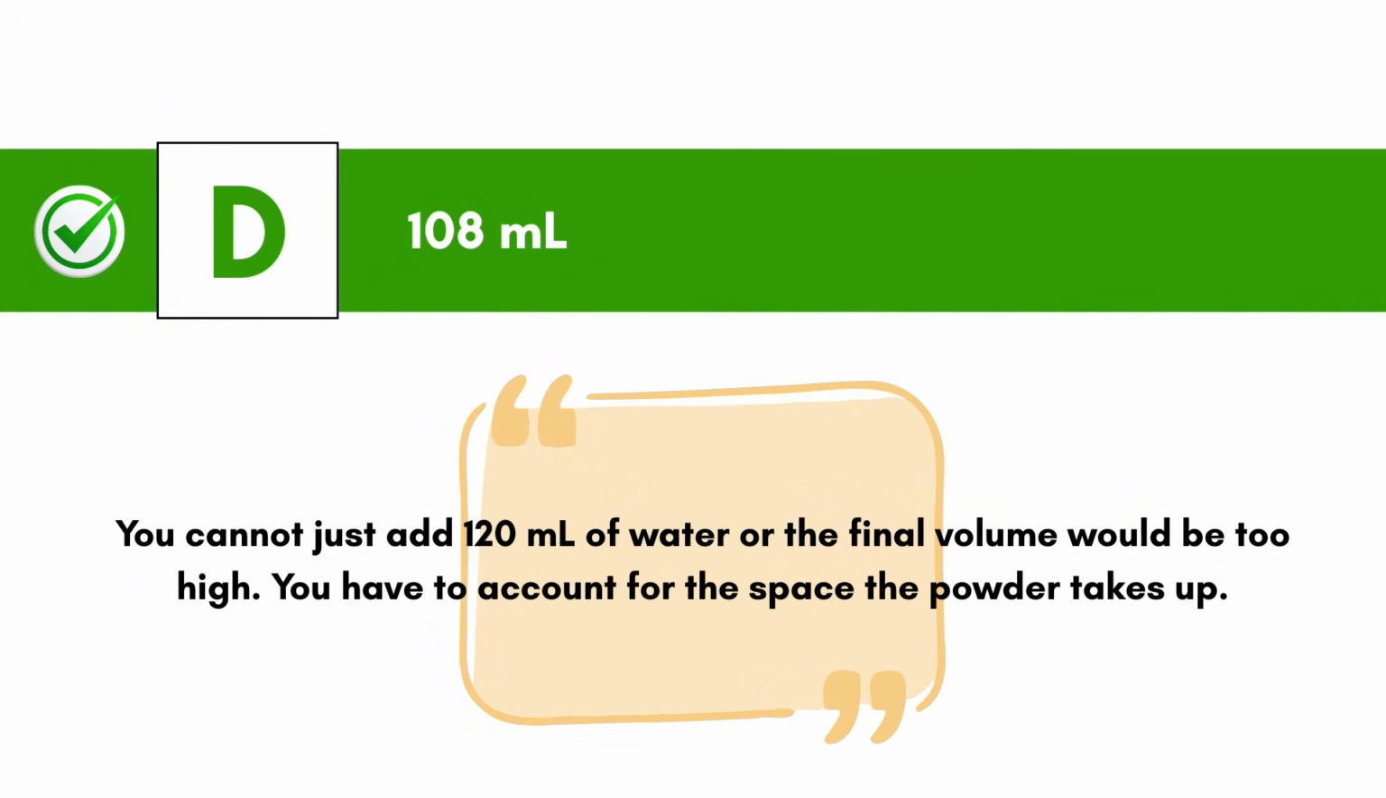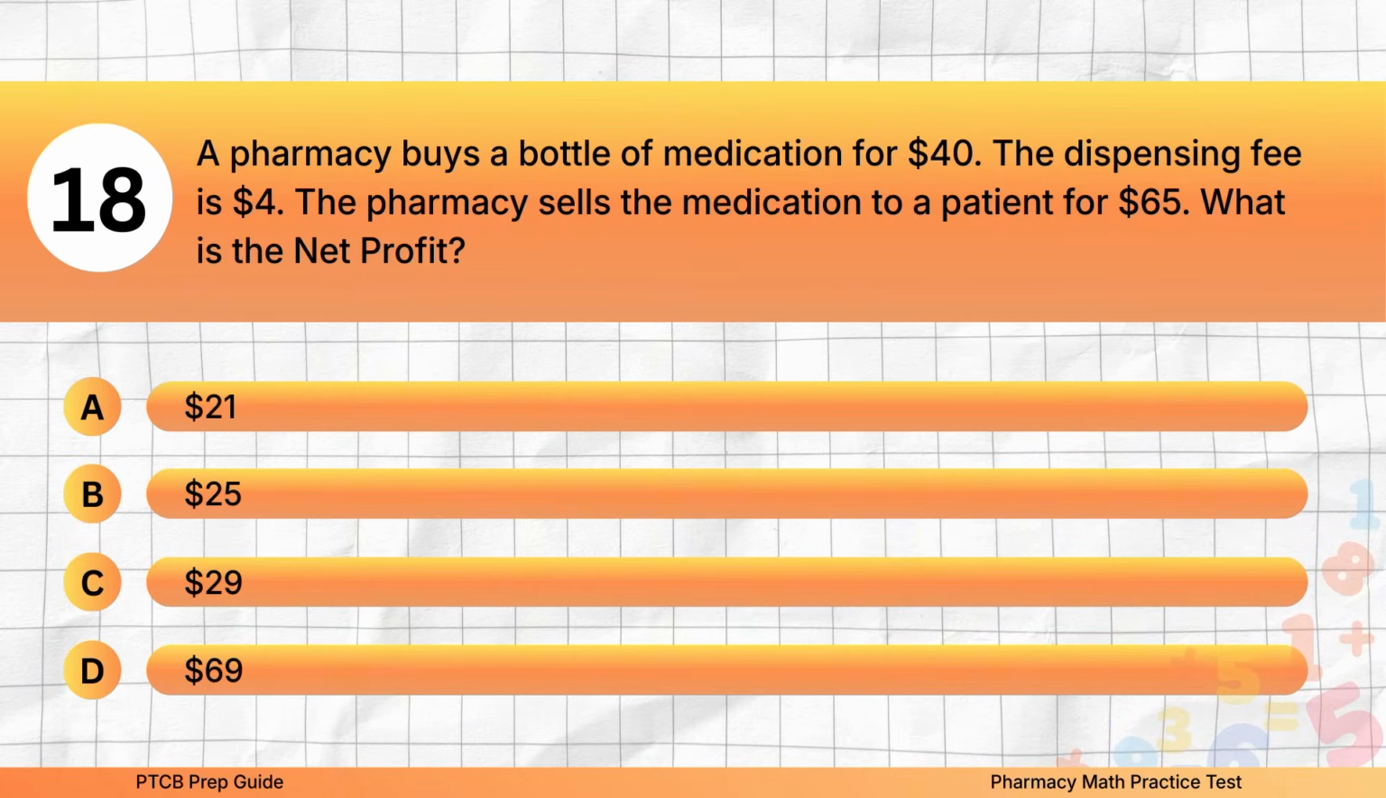You cannot just add 120 milliliters of water, or the final volume would be too high. You have to account for the space the powder takes up. Let's look at a business math problem.